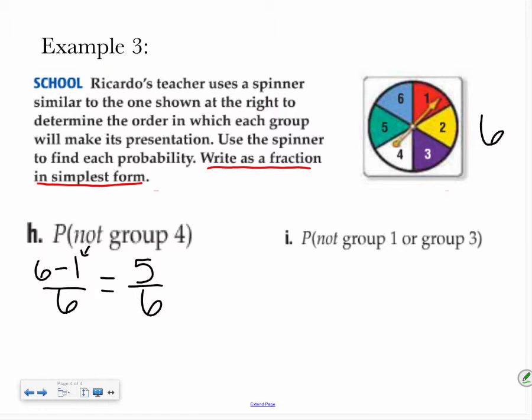What about our last one? What if we don't want group 1 or group 3 to go first? Well, let's see. We have still a total of 6 groups, and we have 6 groups minus, we're going to take 2 of them out. That means we have 6 minus 2. That leaves us with 4 possible groups left out of the 6. Reduce 4 over 6 as a reduced fraction becomes 2 over 3.